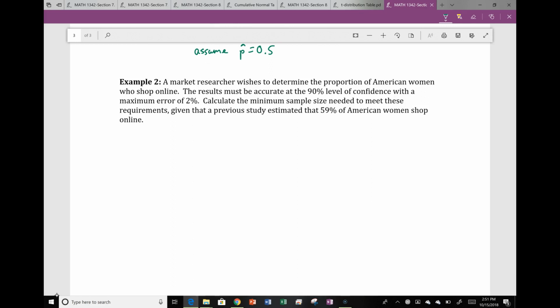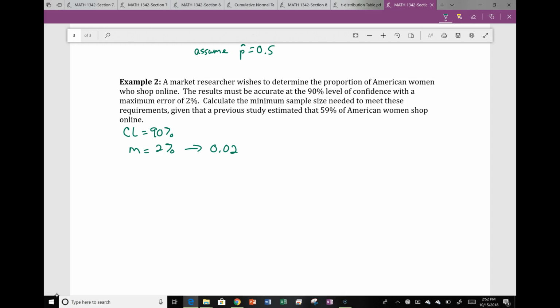A market researcher wants to determine the proportion of American women who shop online. The results must be accurate at the 90% confidence level. So our confidence level is 90%. And we want an accurate error of 2%. So our margin of error is 2%. Notice it's a percentage, so change that into 0.02. Don't use a 2 in your formulas because that's 2%. We can't use percentages in our actual formulas. Calculate the minimum sample size needed to meet those requirements.